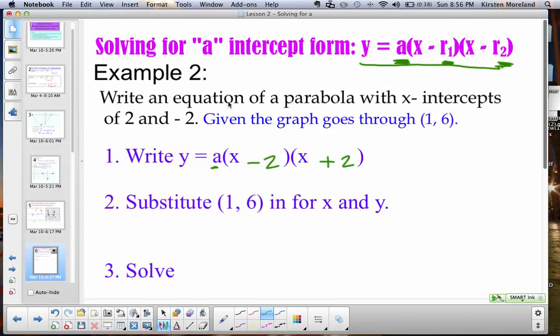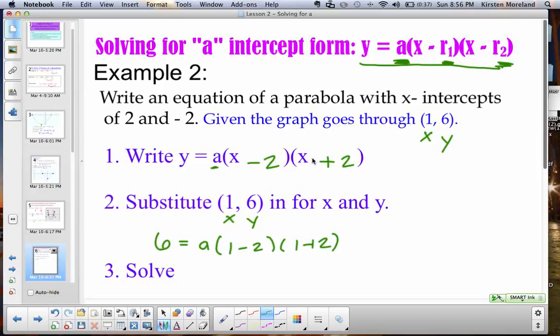Now they give us this extra step. They haven't given us this before. Given the graph goes through (1, 6). Well, that's an ordered pair x comma y. So the next step I'm going to do is substitute the point (1, 6) in for x and y. So instead of writing y here, I'm going to write 6. And instead of writing x here, I'm going to write 1 minus 2.